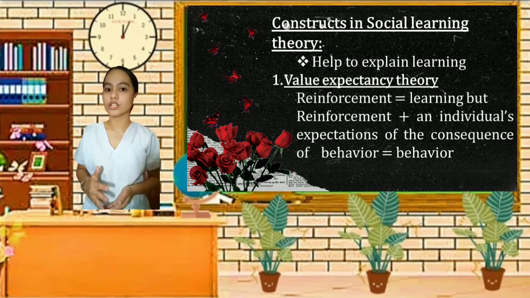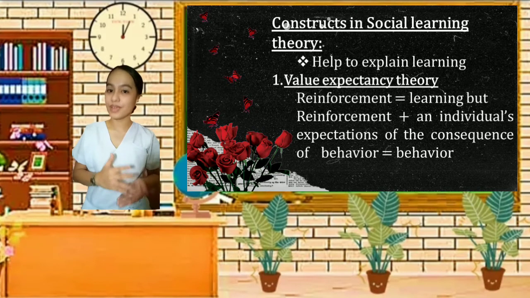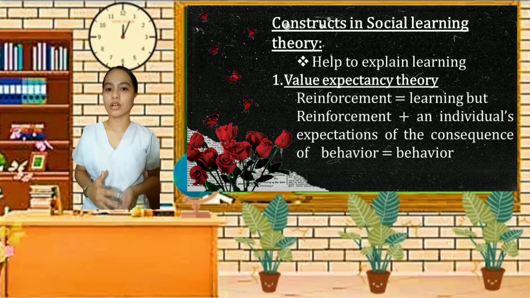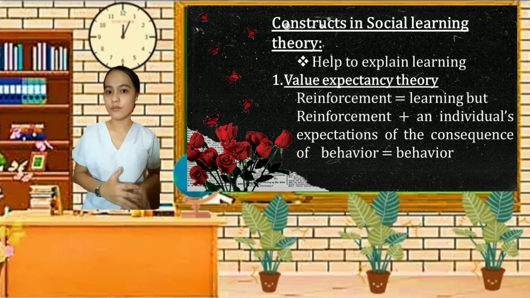Next is reinforcement plus an individual's expectation of the consequence of behavior equals behavior. So the relationship between expectation and value is multiplicative rather than additive because it states that an individual's behavior is a function of its consequences. It is based on the law of effect. For example, individuals' behavior with positive consequences tends to be repeated, but individuals' behavior with negative consequences tends not to be repeated.